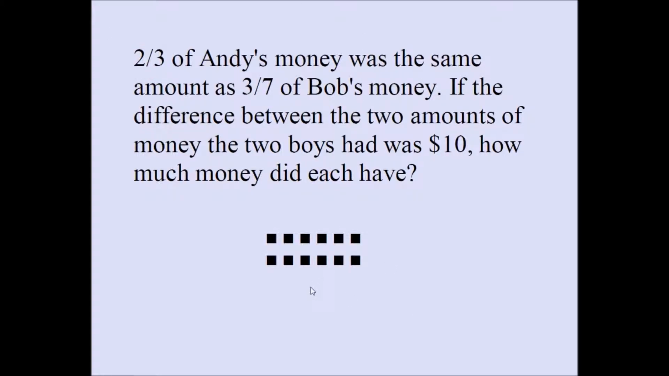So this is 2/3 of Andy's amount, and this is 3/7 of Bob's amount. According to the question, these two quantities are exactly the same. So if 6 boxes represent 2/3 of Andy's money, then 6 boxes must represent 3/7 of Bob's money. Once again, why 6 boxes? We take 6 boxes because 2 times 3 is 6, and we're soon going to see why that's a good choice.